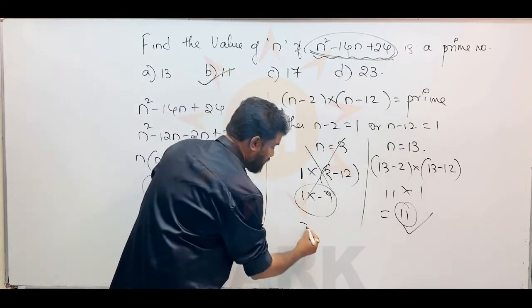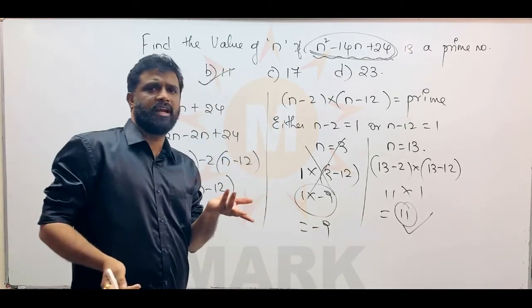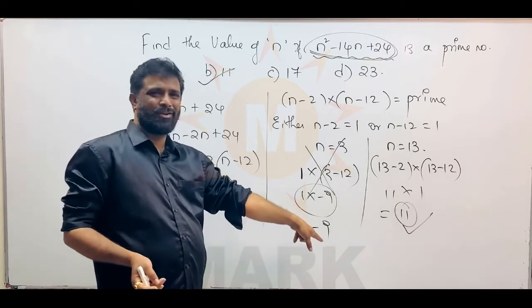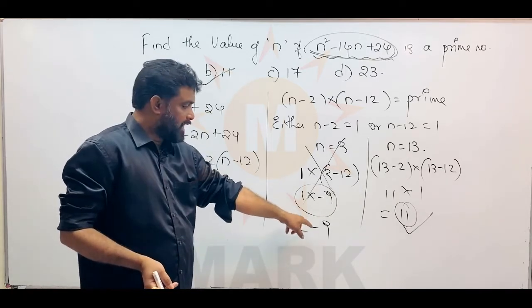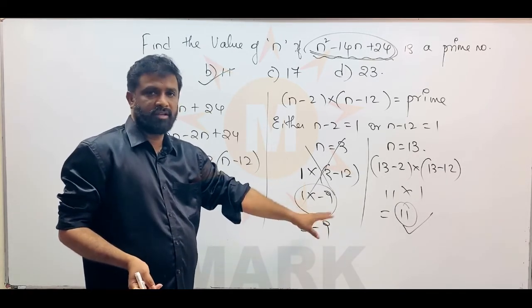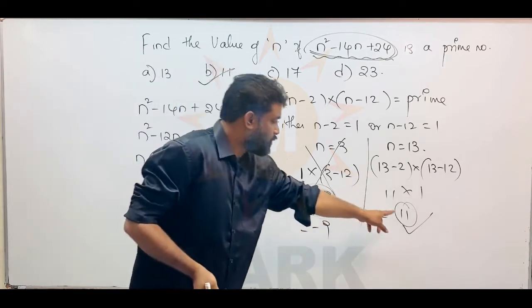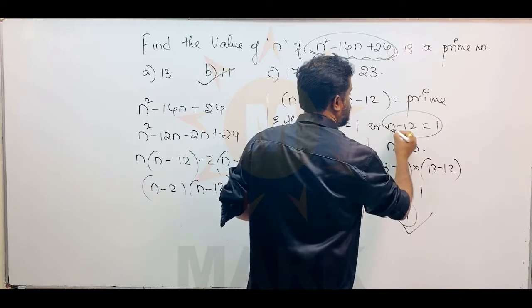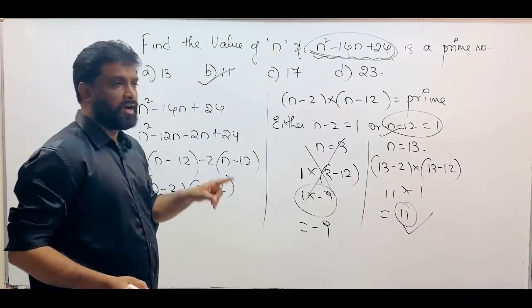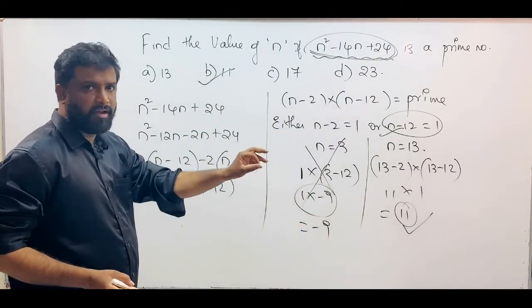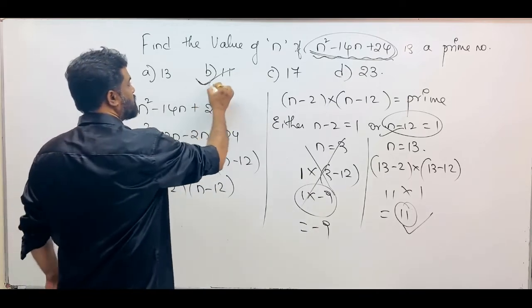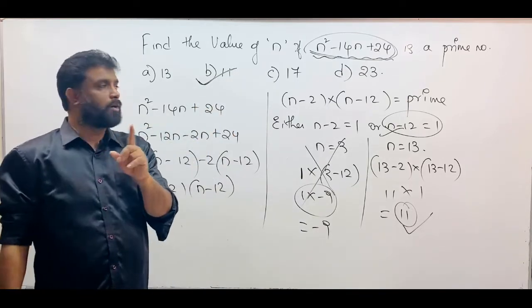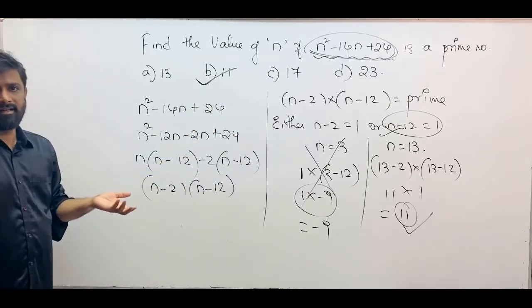So here, sir, what happens if it is a negative prime number, can we assume that? But 9 is not a prime number. So negative or positive, 9 is also not a prime number. So 11 is a prime number. So obviously n minus 12 is equal to 1, the logic should be true. And what must be the value of n? The value of n must be 11. So option B is the correct answer for this question.